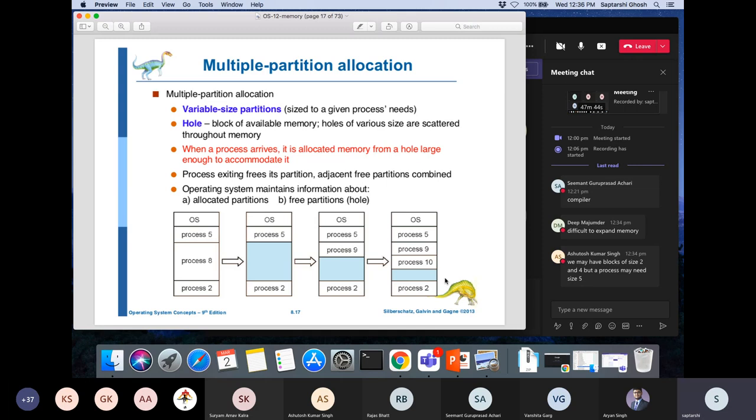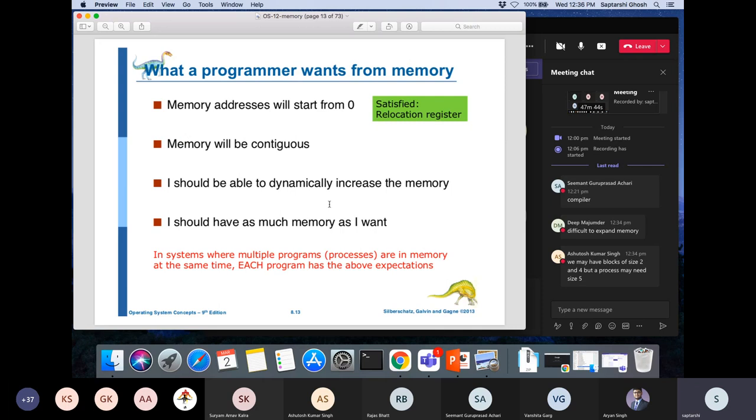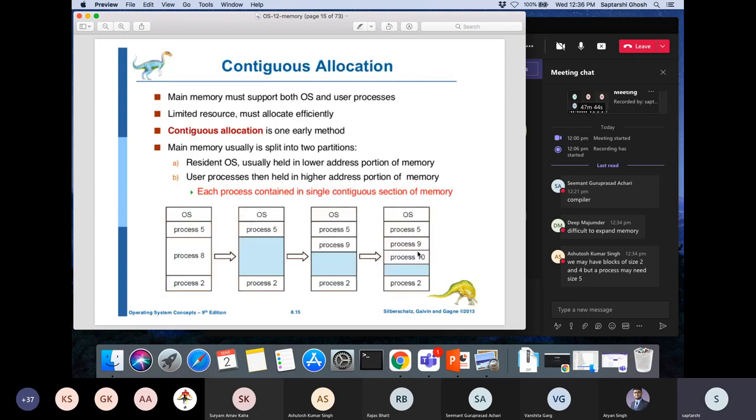Remember, if we go back one more slide, this is what we were telling: what the programmer wants from the memory. This point is also there. Yes, the programmer wants the memory to be contiguous, but I should also be able to dynamically increase the memory. So now think about it. Say in this picture, process 5 says, I want to increase memory. It's not impossible, but it's very difficult to give 5 some extra memory because there is no hole around it.